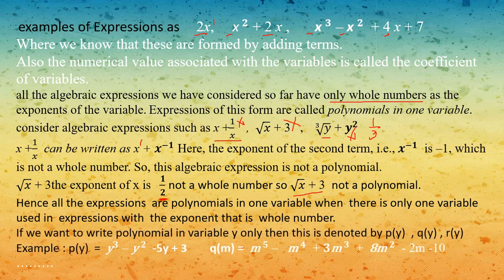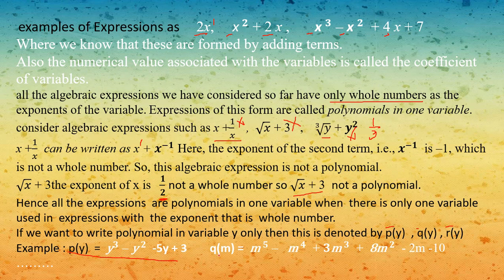Now if we want to write a polynomial in variable y or some other variable, we write it as p of y, q of y, r of y, where p, q and r are the names of the polynomials, and these polynomials are in variable y. For example, we can write y cube minus y square minus 5y plus 3. In this example, p of y means the variable used here is only y and p is the name of the polynomial. So polynomial p is a polynomial in variable y.